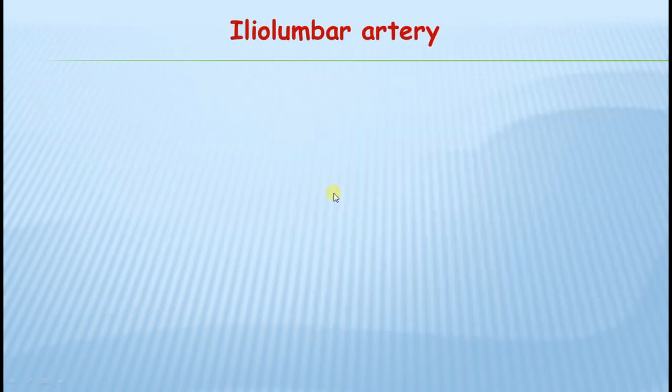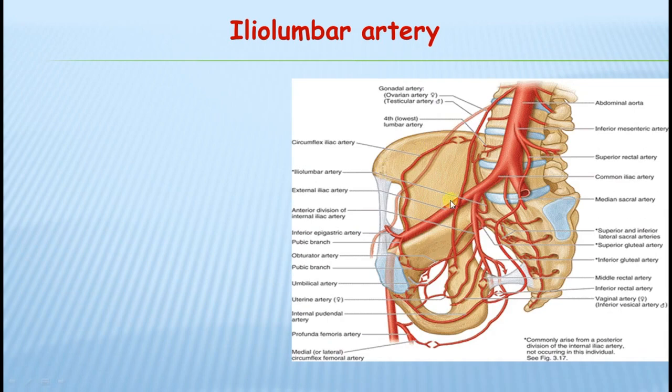So the first artery is the iliolumbar artery. It ascends actually. So here you are able to see, from the posterior division, that is the iliolumbar artery. It passes upwards in front of the ala of the sacrum. This wing-like process of the sacrum is called the ala of the sacrum, and then it divides into an ilial branch and a lumbar branch.